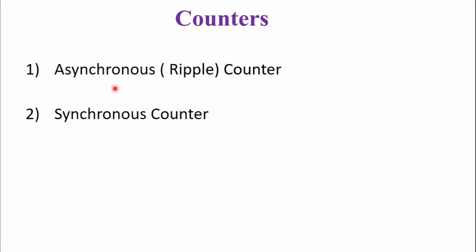The counters are of two types. One is asynchronous counter, which is also called a ripple counter, and second one is synchronous counter. In asynchronous counter, the clock is fed to the first flip-flop and the rest of the flip-flops get the clock from the output of the previous flip-flop. That's why it is called a ripple counter. In synchronous counter, all flip-flops are clocked simultaneously. So we'll mainly focus on synchronous counter.